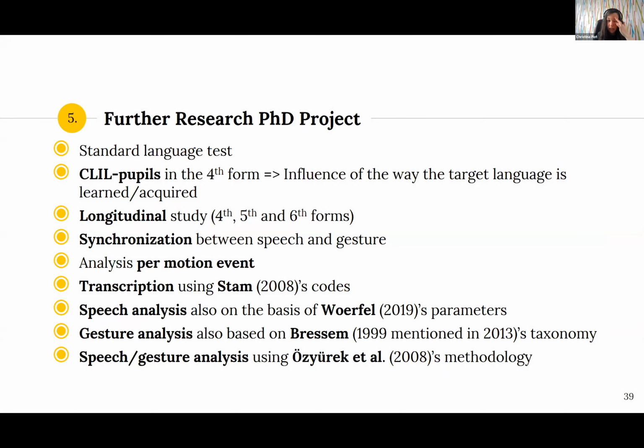So now I'm doing my PhD on a similar subject. I'm still studying motion events in L1 and L2, but with the CLIL public, so pupils from the first form. I'm also interested in seeing how the way they acquire language makes a difference. And I'm going to follow them the next 3 years. I'm going to study synchronization between speech and gestures and to do an analysis per motion events. And for this project, I'm also planning on adapting my methodology, refining it, using new taxonomies and new ways of analyzing speech and gestures in parallel.